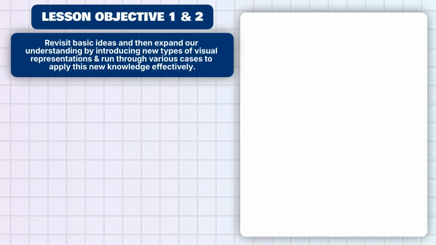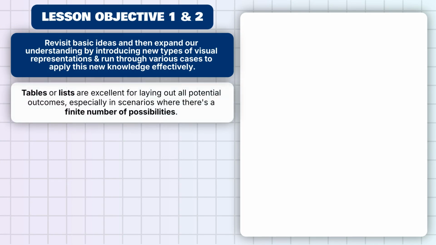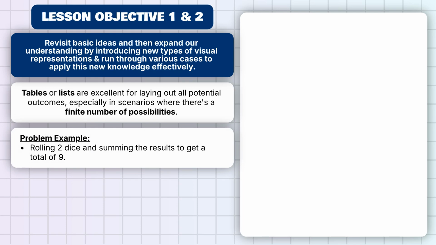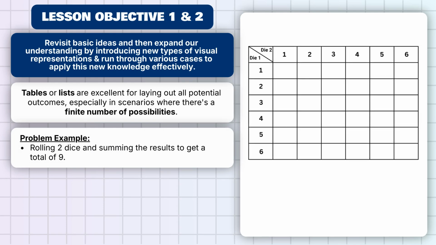Finally, we have tables or lists. Sometimes the most straightforward approach is the best. Tables or lists are excellent for laying out all potential outcomes, especially in scenarios where there's a finite number of possibilities. Take, for example, the problem of rolling 2 dice and summing the results to get a total of 9. A two-way table is ideal here.